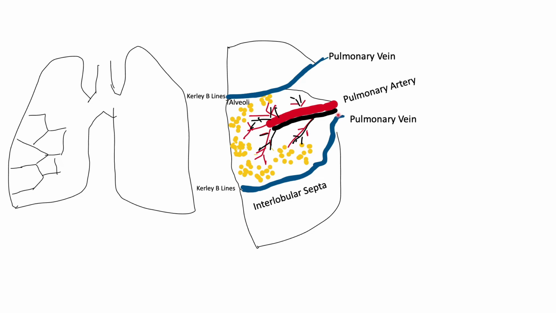So within here we have our alveolar pulmonary artery and a pulmonary vein, but within this septa is going to be our veins and lymphatics. And when there's edema in this area, we can see it better on chest x-ray, which is what we call our curly B lines.